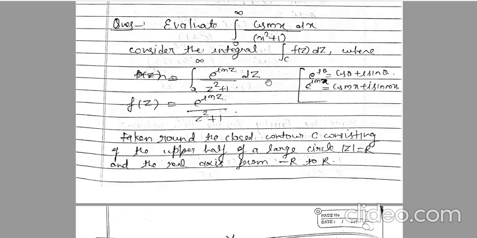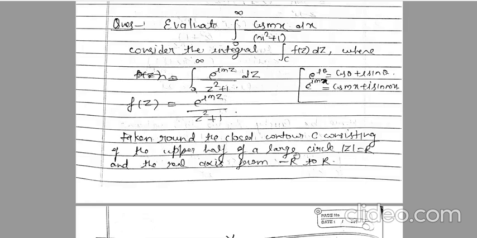Guys, this part cos mx is a real part, so you can write here e to the power i mz if this is given in the numerator, and if sin mz is given, then you can write e to the power i mz, but that will be your imaginary part, and here this one is a real part, right? Now f(z) is equal to, we have this one.